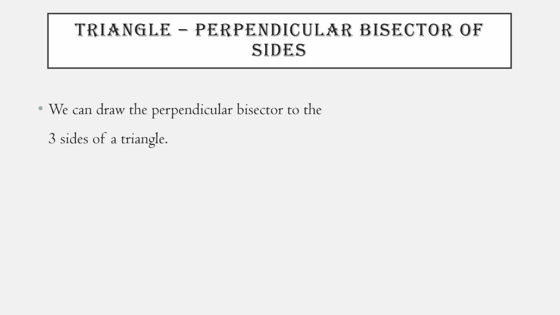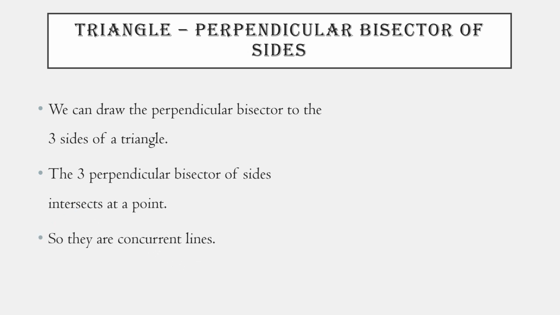You know there are three sides in a triangle, so we can draw perpendicular bisectors to the three sides of the triangle. Then we can notice one thing. The three perpendicular bisectors intersect at a point. We already learned that if three or more lines intersect at a point, they are called concurrent lines. Now you can notice that the three perpendicular bisectors of the sides intersect at a point. So they are concurrent lines.